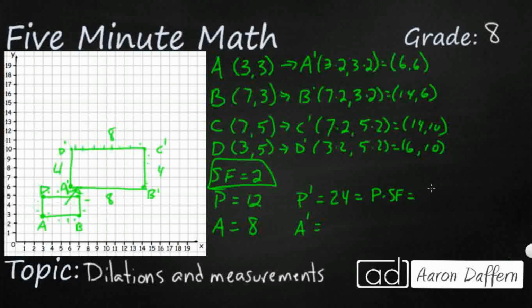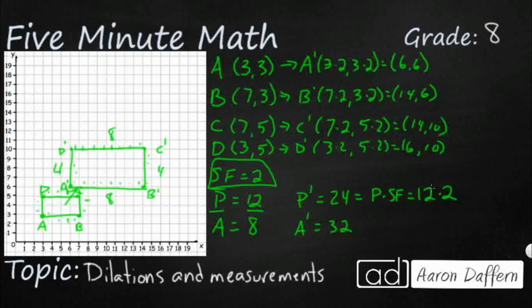So my original perimeter was 12. And then my scale factor was 2. So when you dilate a shape, the perimeter dilates linearly. That means you just multiply it by the scale factor, whether it's by a fraction, whether it's by a whole number. The area is different. So check out what I've got here. I'm just going to see what my array is. 1, 2, 3, 4. So I got 4 up and 8 across, right? We already figured out the measurements on our perimeter. So that's going to equal 32.